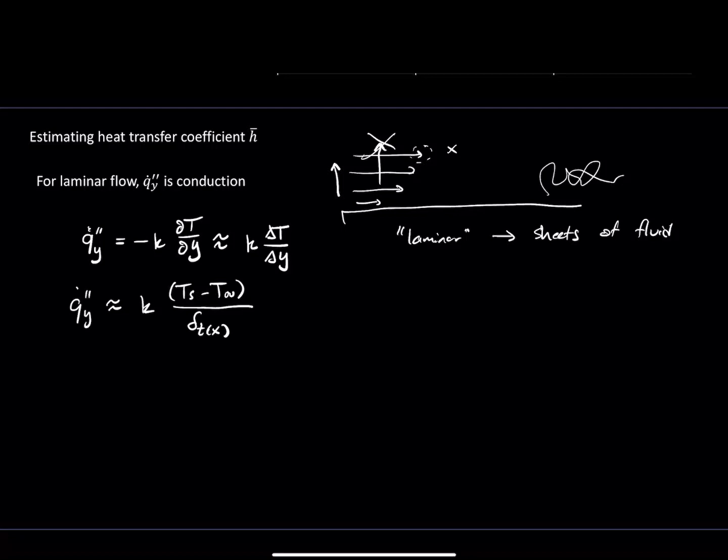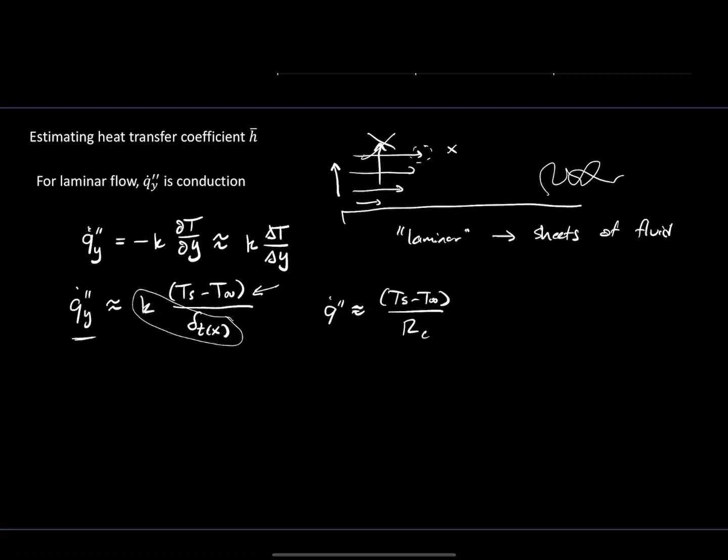So maybe stop for a second and look at this. We now have a relationship for Q. We have a driving temperature difference here, and then we have some other stuff multiplying it here. So this is effectively like saying q double prime approximately equals (Ts minus T infinity) over R.